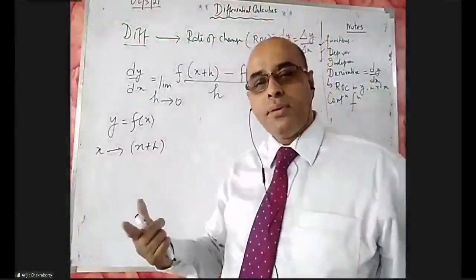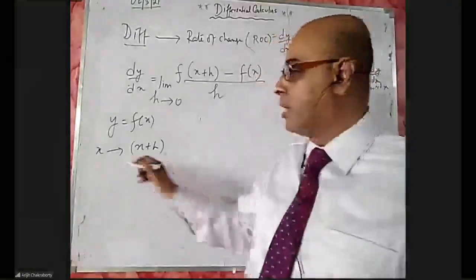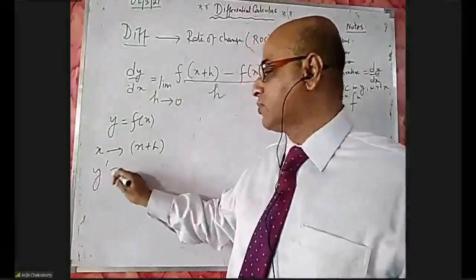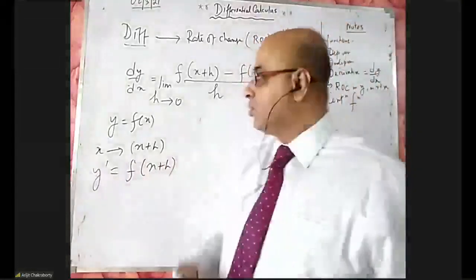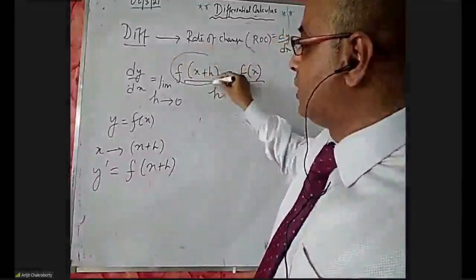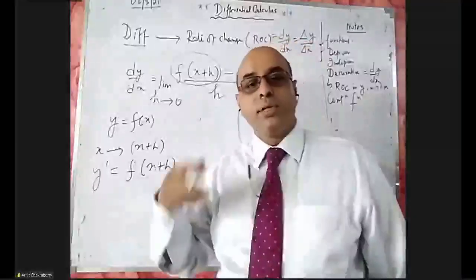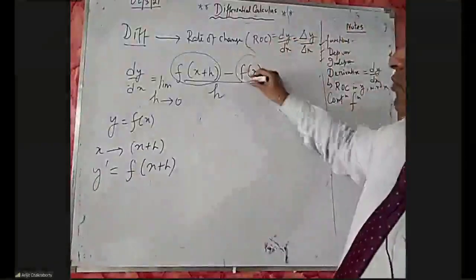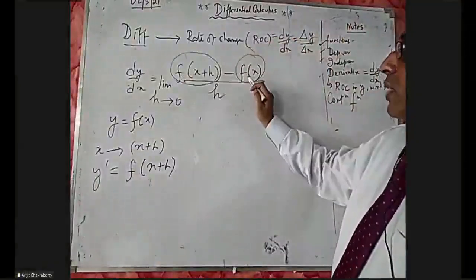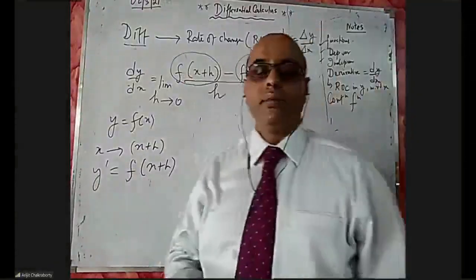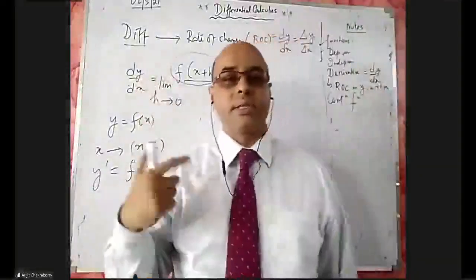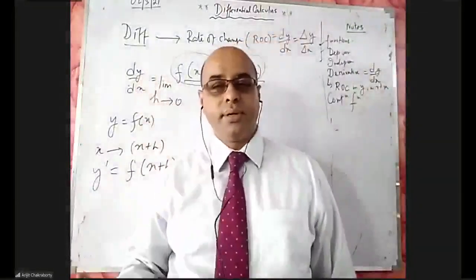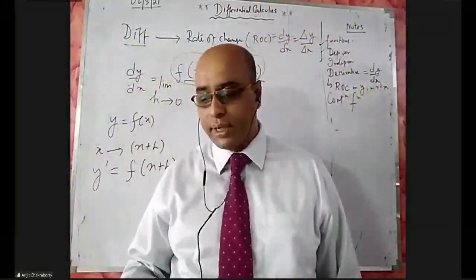So now the new function will be y dash equal to f(x plus h). So the new value of the function is f(x plus h), and the original value of the function was f(x). So f(x plus h) minus f(x), divided by h, gives you the dy by dx, that is the differential coefficient. This is also called the derivative.